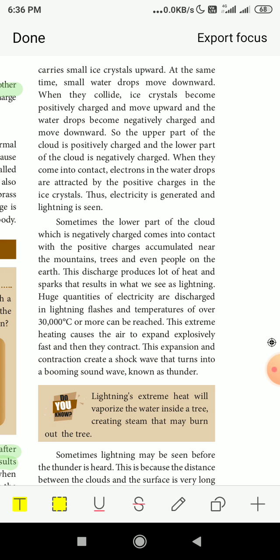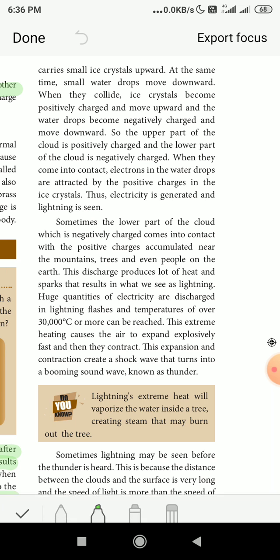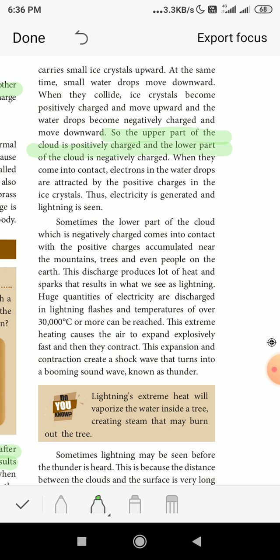So the upper part of the cloud is positively charged and the lower part of the cloud is negatively charged. When the ice crystals move up and the water drops come down, they collide with each other, and the water drops become negatively charged and move downwards, while the positively charged ice crystals move to the upper part. When they come into contact, electrons in the water drops are attracted by the positive charges in the ice crystals. Thus, electricity is generated and the lightning is seen.